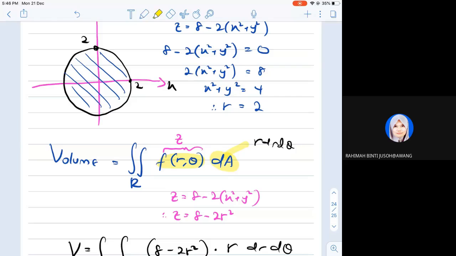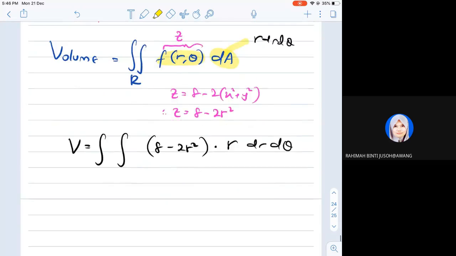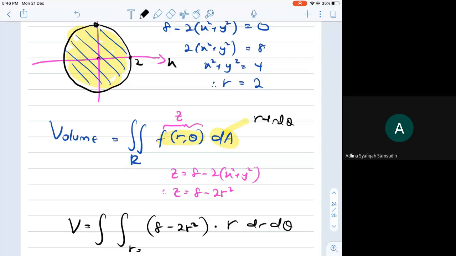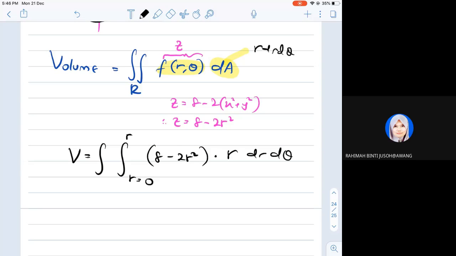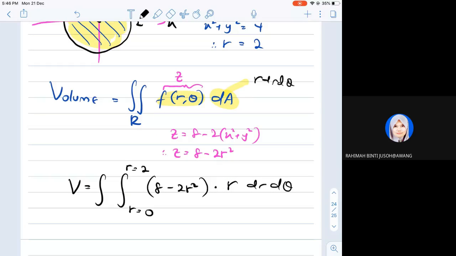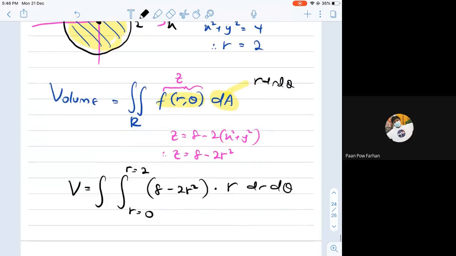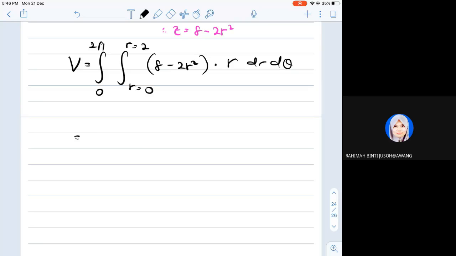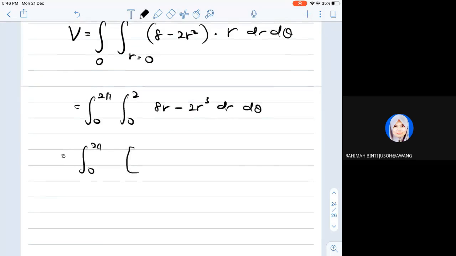Okay, now according to this region R, what are our limits? r from? Look, did you forget what I said? r equals to 0 until r equals to 2. And then theta, of course, is very simple in this question: 0 until 2 pi. Yes, so we can have the integration from 0 until 2 pi, 0 until 2, of 8r minus 2r cubed dr d theta. So from 0 until 2 pi, integrate 8r, you will get 4r squared minus r to the power of 4 over 2, evaluated from 0 until 2, d theta.